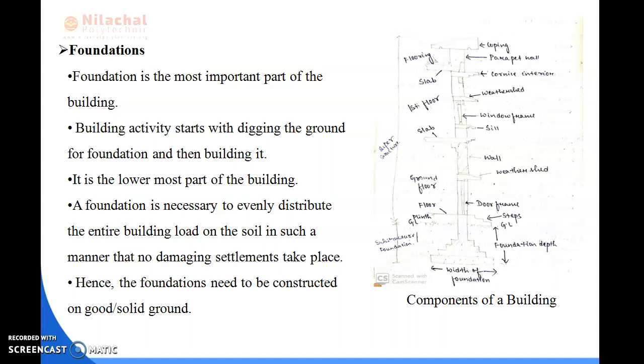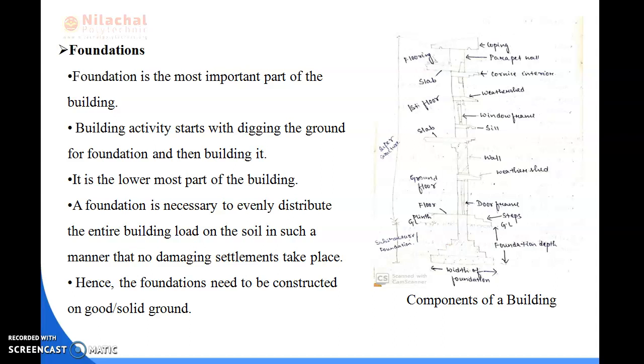A foundation is necessary to evenly distribute the entire building load on the soil in such a manner that no damaging settlement takes place, and hence the foundation needs to be constructed on good or solid ground. As we all know, foundation is the lowermost part of the building, and it is necessary to distribute the entire building load on the soil because it should not cause any damage to the building.